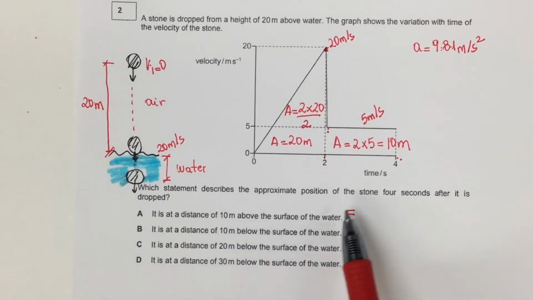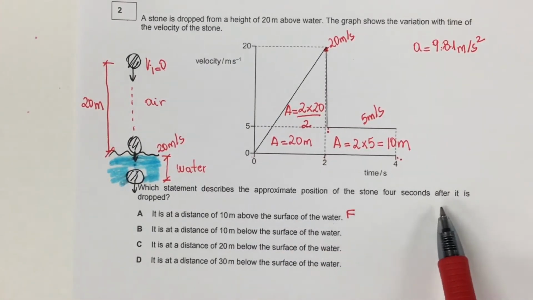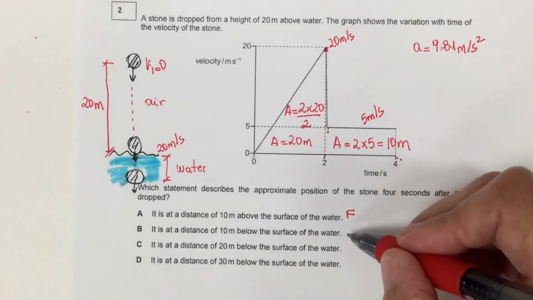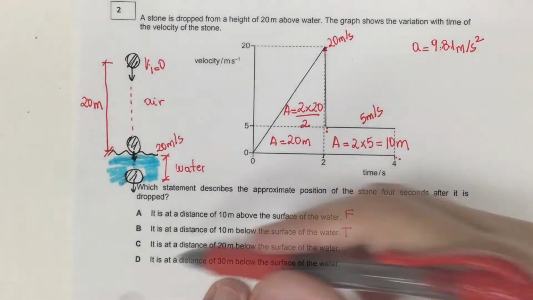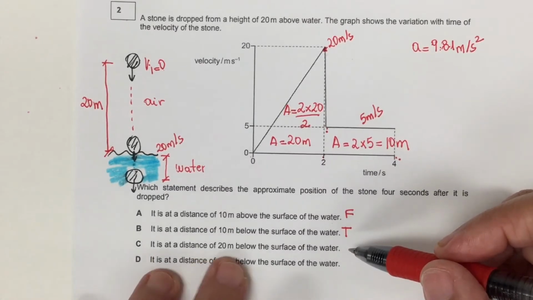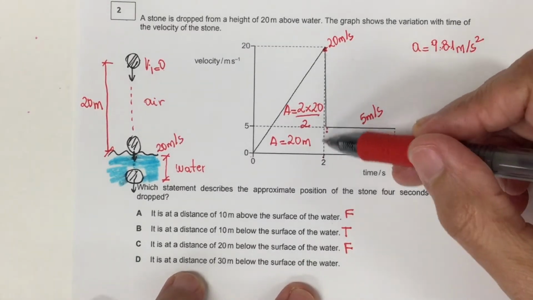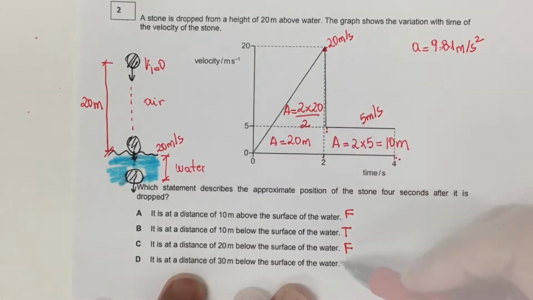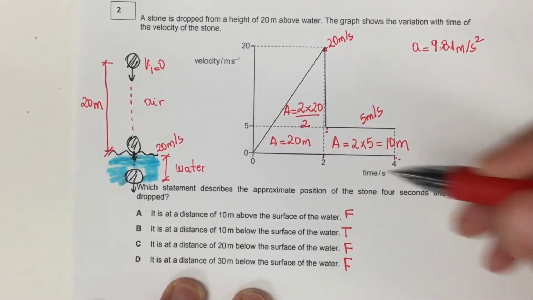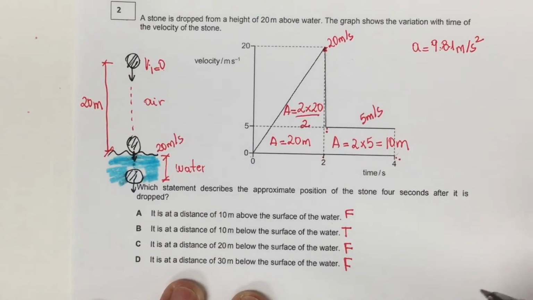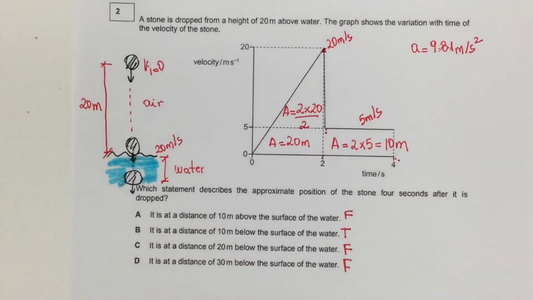The position of the stone 4 seconds after it's dropped is a distance 10 meters below the surface of water. So that's correct. Which makes option C, which said a distance of 20 meters below the surface of water, false. This is 10 meters, not 20. So the rest is what we call fillers, I mean, wrong options, just to have 4 options. So the correct answer is B.